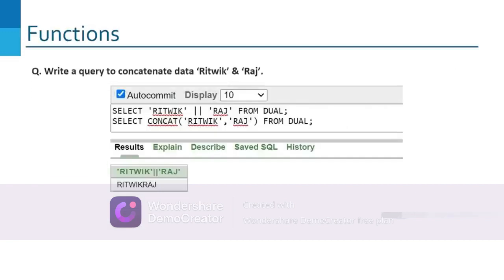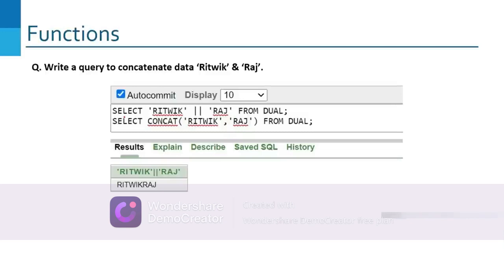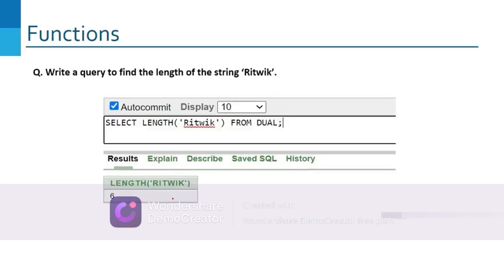The next question is: write a query to concatenate data Ritvik and Raj. Now one of the ways to do it is this one. You already know that we can use the pipe operator to do this, but we also have a concat function which we can directly use to do the same. So both will result in the same thing, as you can see down, right? The next function is: write a query to find the length of the string. If I want to find the length of any string, we'll use the length function and it will give me the length of that particular string, right?